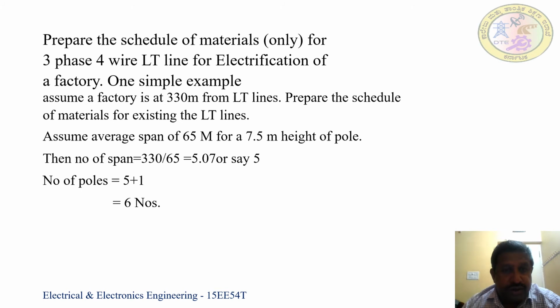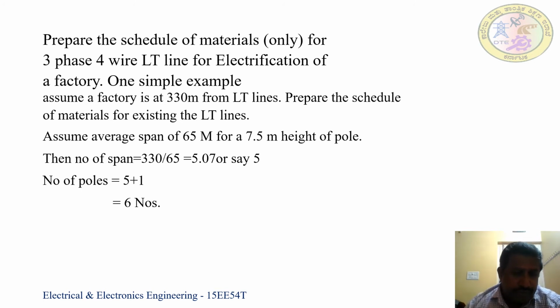Let us take another example. Prepare the schedule of materials only for three-phase four-wire LT line for electrification of a factory. Assume a factory is at 330 meter from LT lines. Then the average span is 65 meter. That is, we are assuming here, for a 7.5 meter height of pole.